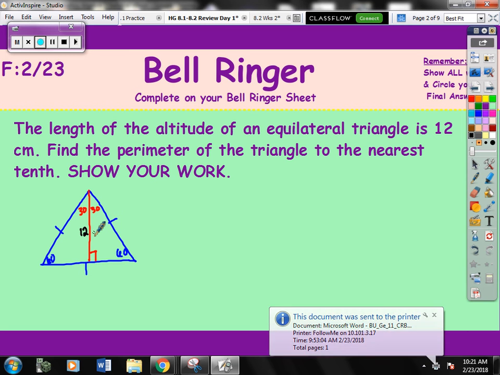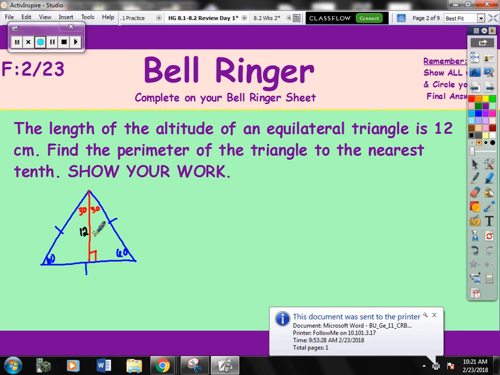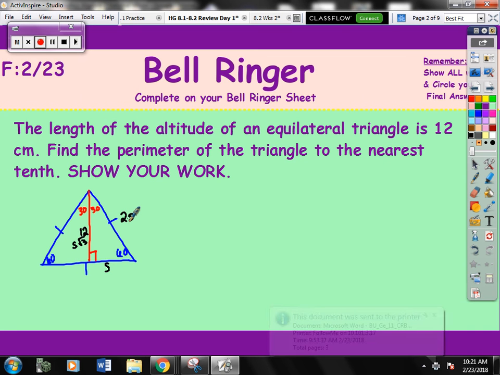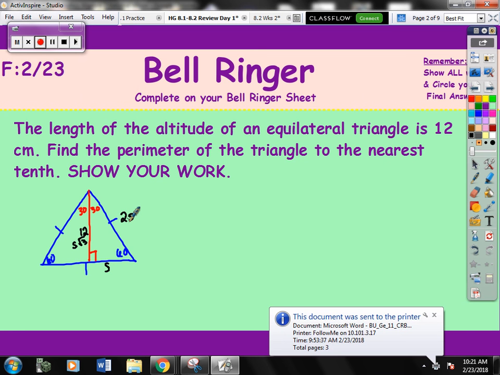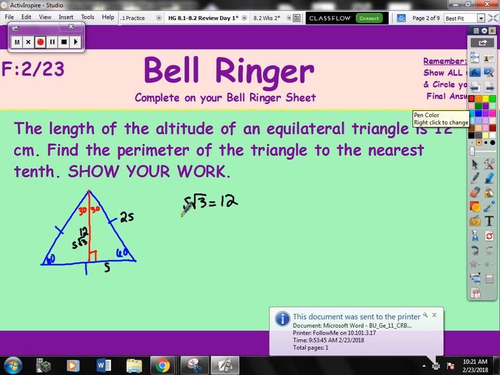So we need to figure out what one of the sides is, and then we can multiply by 3, or we could add all 3 together. So using our 30, 60, 90 formulas, across from the 30 would be S. Across from the 60 is our S root 3. And across from our 90 is our 2S. So we would end up with S root 3 equals 12, and we'll have to solve for S. So divide by the square root of 3.